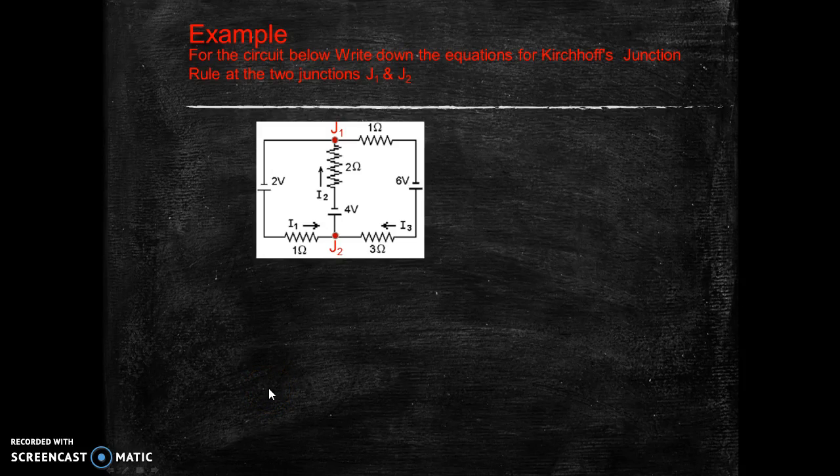Hi everyone, welcome to this example of the application of Kirchhoff's rules to a DC circuit. In this example, for the circuit below, write down the equations for Kirchhoff's junction rule at the two junctions J1 and J2. A junction is simply a point in the circuit where two or more wires are connected. This circuit has two junctions labeled J1 and J2.